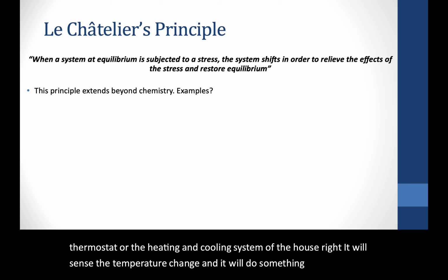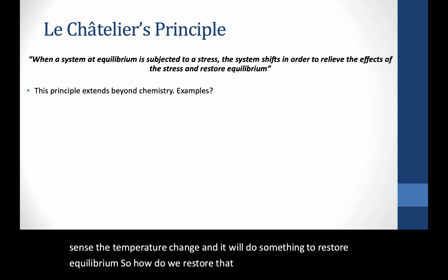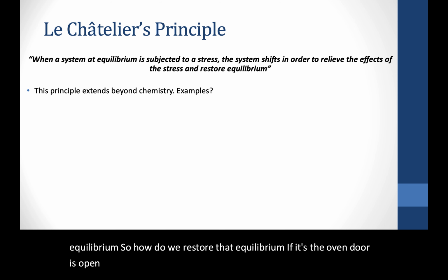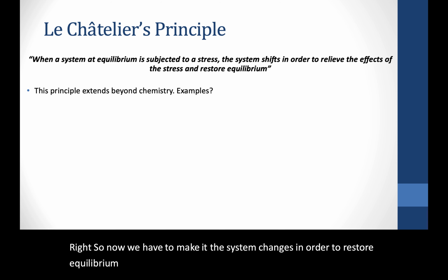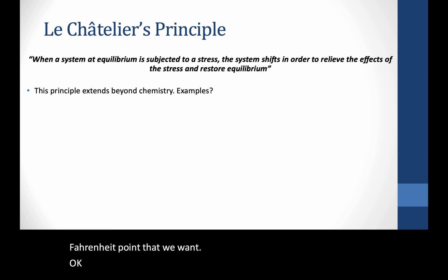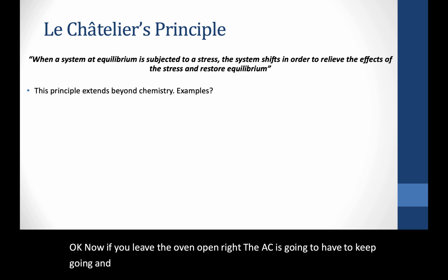So how do we restore that equilibrium? If the oven door is open and it's getting hotter, the AC turns on, right? So the system changes in order to restore equilibrium and bring it back to that 72 degrees Fahrenheit point that we want. Now, if you leave the oven open, the AC is going to have to keep going and going and going. But that's dynamic equilibrium, right?